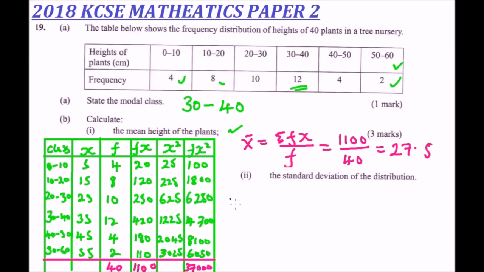The second part of part B, we are supposed to calculate the standard deviation of the distribution. The standard deviation, SD, is equal to the square root of the variance.